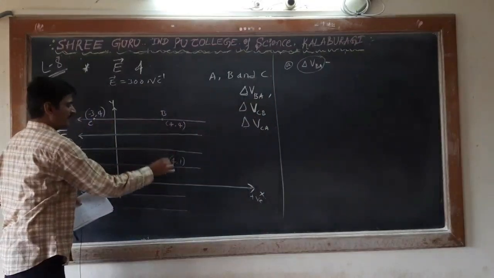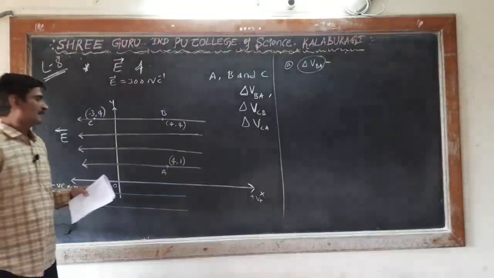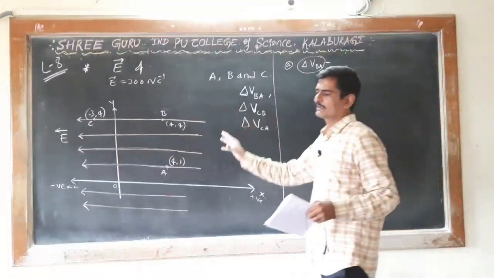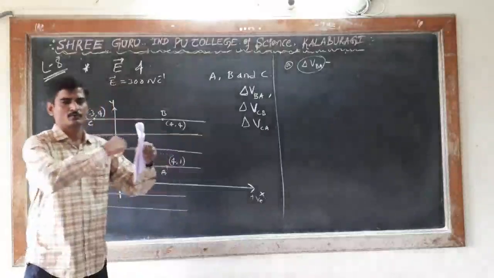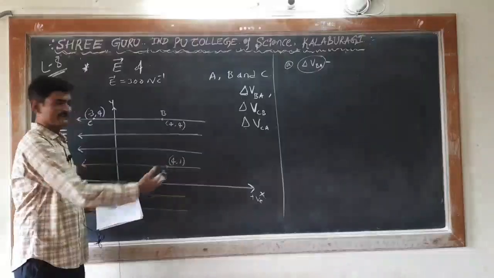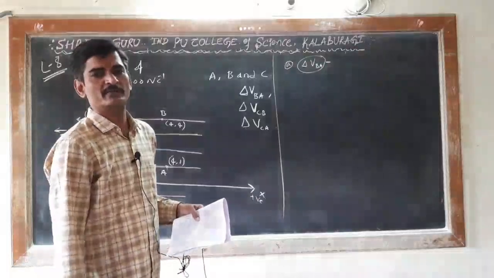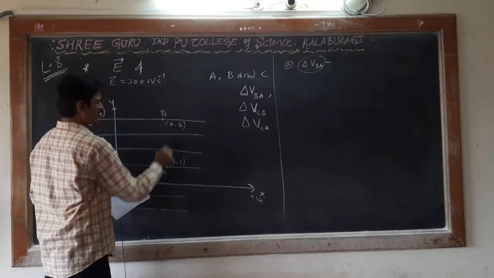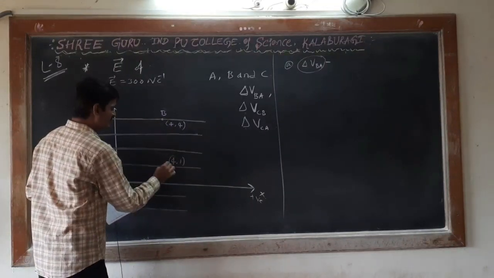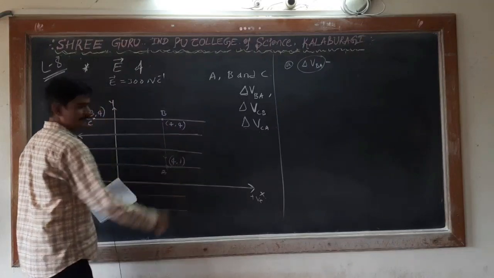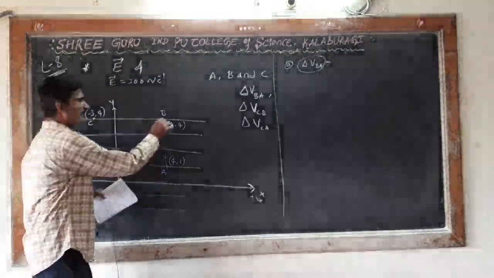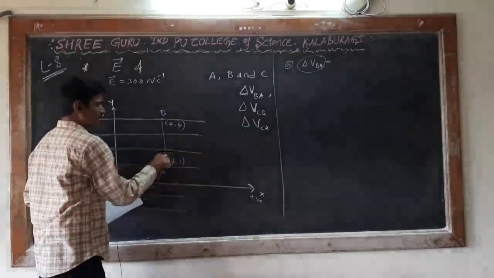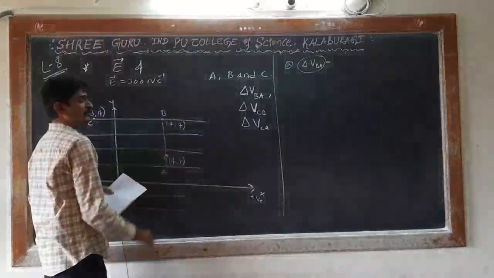So it is B and A. If a unit positive charge, see here, this is very important, and remember the theoretical points of this numerical also. Whatever theoretical points I am telling, try to remember. This is important for CET also. If a unit positive charge is moved from A to B or from B to A, the work done to move the unit positive charge from A to B is 0.